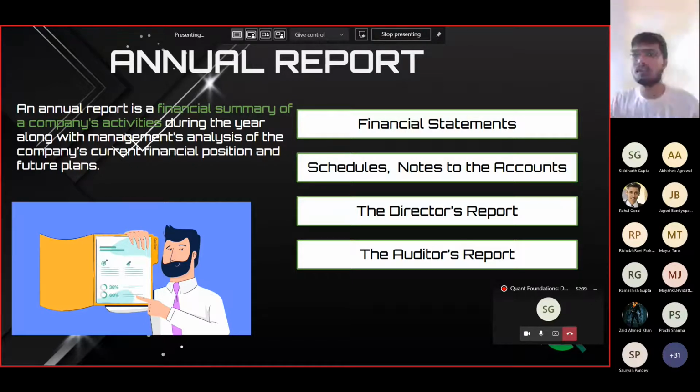So they'll attach the notes, and if you go on this page, then you'll get to know about other incomes. So that's what schedules and notes to the accounts say.